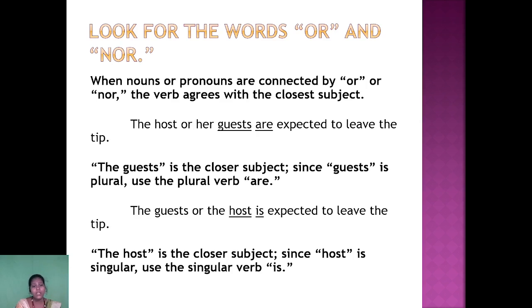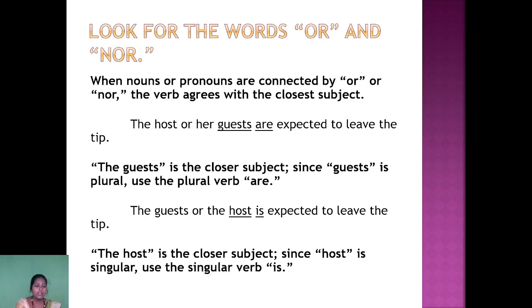So, the host or her guest. The host is considered as a group and her guest is also considered as a group. The host is a single person, or her guest is considered as a group of persons. So this is considered a plural form. That's why we use the plural verb. Then the guest is the closer subject. Since guest is plural, use the plural form of the verb, are. This is another explanation for this sentence.